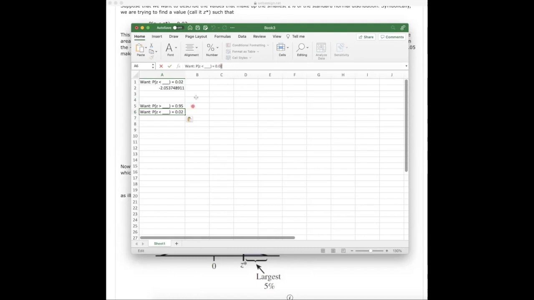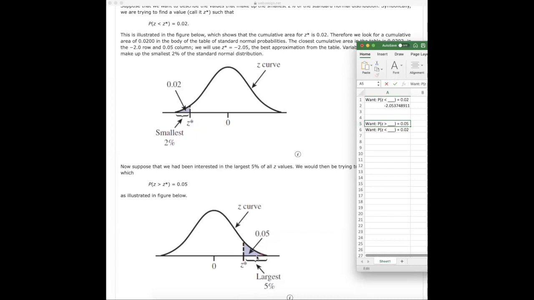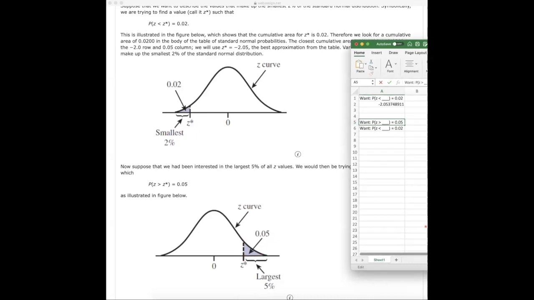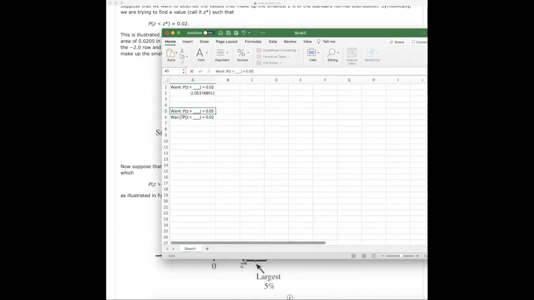Oops, I jumped ahead of myself. The probability that z is greater than that value is 0.05. This also means that the probability that z is less than that value is 0.95, because we know that it has to be one or the other, and everything adds up to 1.